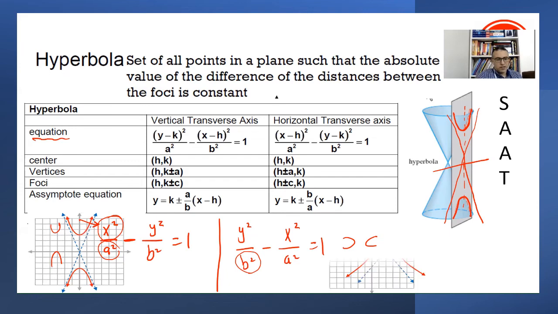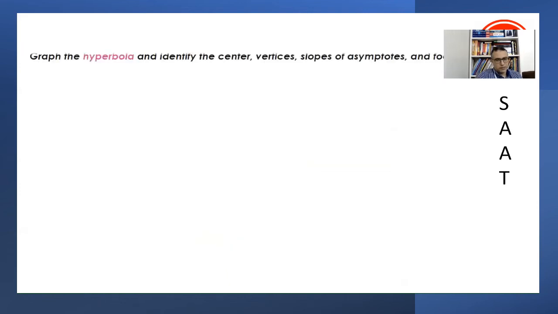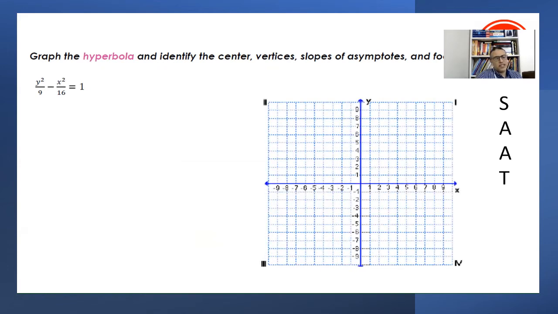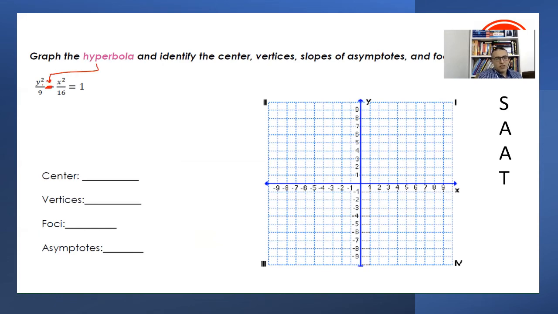Let's start with the first example. Graph the hyperbola and identify the center, vertices, slope, and the focus point. y squared over 9 minus x squared over 16 is equal to 1. Notice that the sign is negative. It starts with y squared, so it opens up and down.